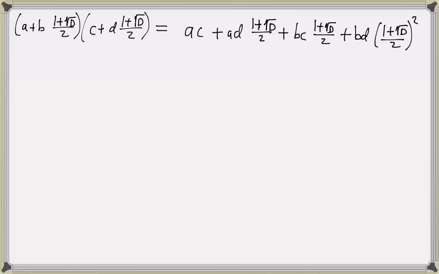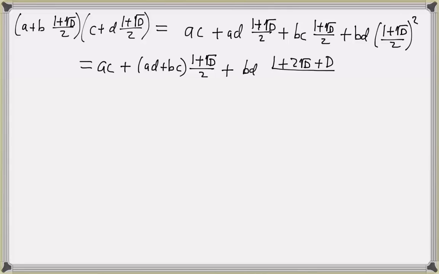So we're going to rearrange some of these terms, and let's multiply out (1 plus square root of D), the quantity squared. So this equals AC plus, I can combine the second and third terms to give me the quantity AD plus BC times (1 plus square root of D)/2. And now let's multiply out (1 plus square root of D)/2, the quantity squared. So this would give me BD times (1 plus 2 square root of D plus capital D) all over 4.